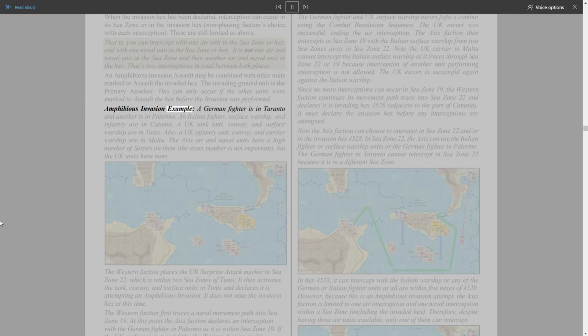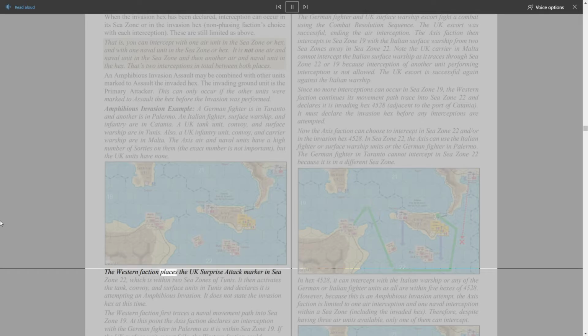Amphibious invasion example: a German fighter is in Taranto, and another is in Palermo. An Italian fighter, surface warship, and infantry are in Catania. A UK tank unit, convoy, and surface warship are in Tunis. Also, a UK infantry unit, convoy, and carrier warship are in Malta. The Axis air and naval units have a high number of sorties on them. The exact number is not important, but the UK units have none.